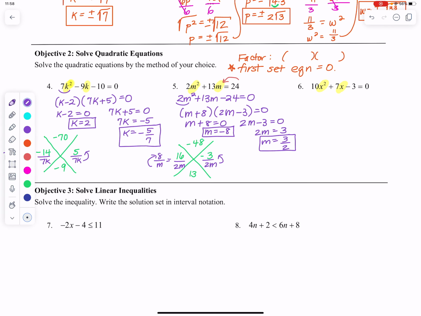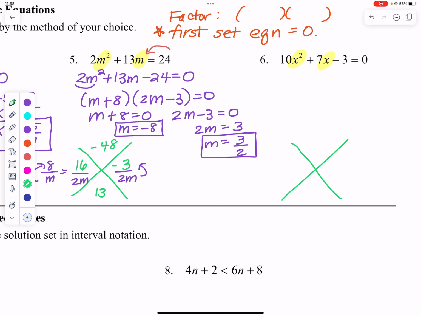Okay, looks like we're ready to go. We have our equation set equal to 0 here. So we have a negative 30 and a positive 7. So you can say a 15 and a 2, but you're probably thinking about a 10 and a 3. So 10 minus 3 is 7, and 10 multiplied by a negative 3 is negative 30. So we will go ahead and divide both of those by 10x.